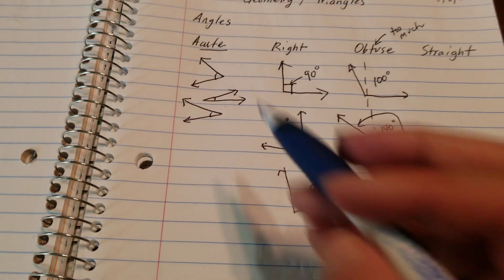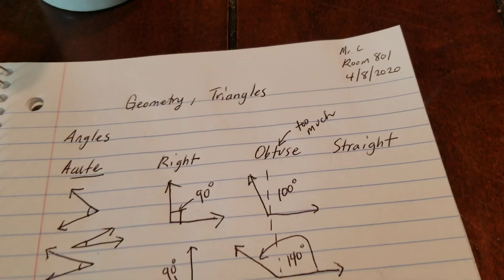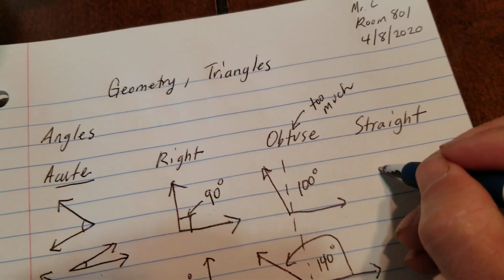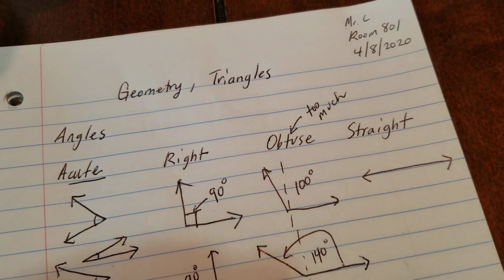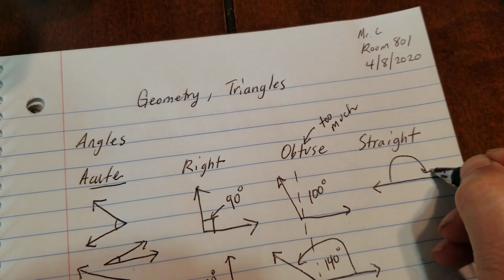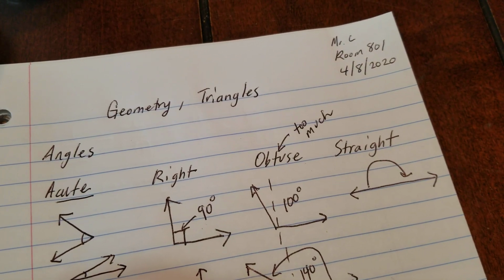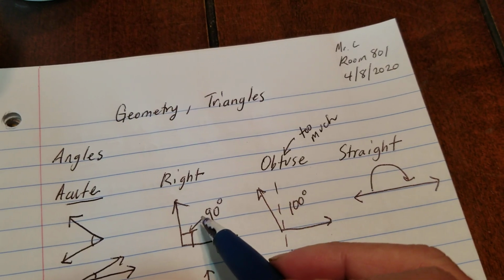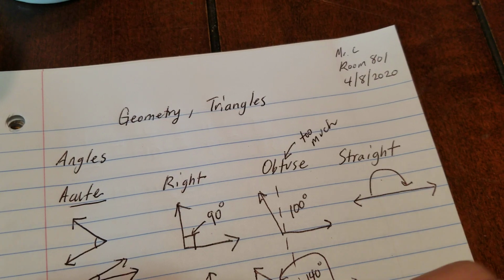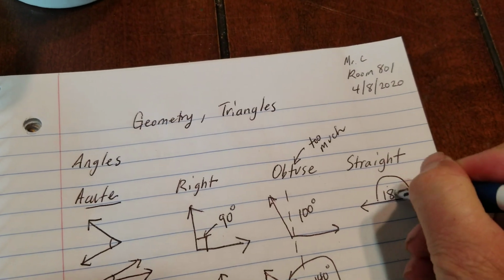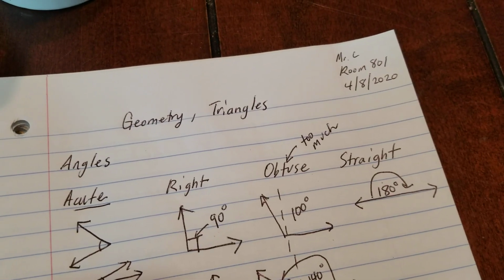So now that we know acute and right and obtuse, what in the world is a straight angle? Well, it's really simple. A straight angle is a straight line. And the question is, how many degrees are in that straight line? The answer is 2 of these 90s, because if I take a 90 and put it together with another 90, I get 180. And so that is the measure of a straight angle, 180.